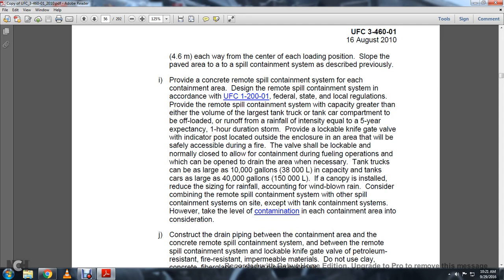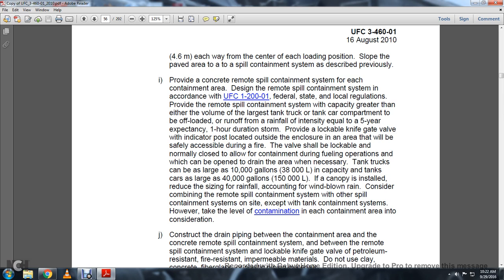I. Provide concrete remote spill containment systems for each containment area. Design the remote spill containment system in accordance with UFC 4-04, federal, state, and local regulations. The remote spill containment system should have a capacity greater than either the volume of the largest tanker truck or the tanker car compartment to be offloaded, plus the runoff of rain with a rainfall intensity equal to the 5-year frequency, 1-hour duration storm. Provide a lockable knife gate valve, indicated in the proposed location outside of the enclosure, in an area where it will be safely accessible during a fire.